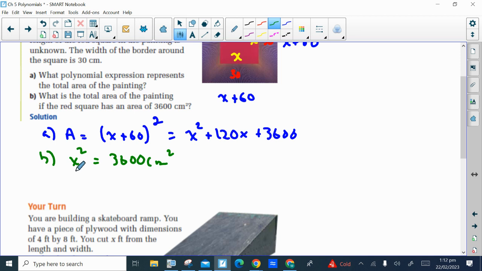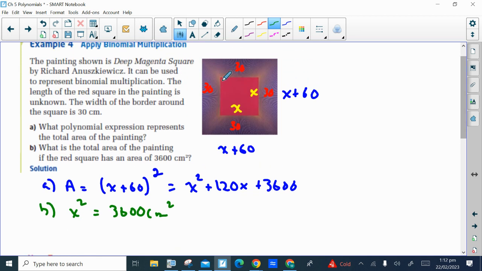So I've got this equation again. It comes from the area of the red square is base times height, x times x is x squared, and we're told that that area is 3,600. Right? So Peyton, what do we do next?